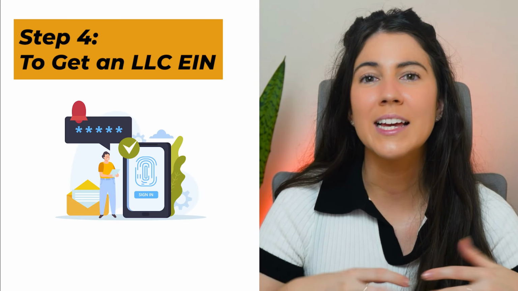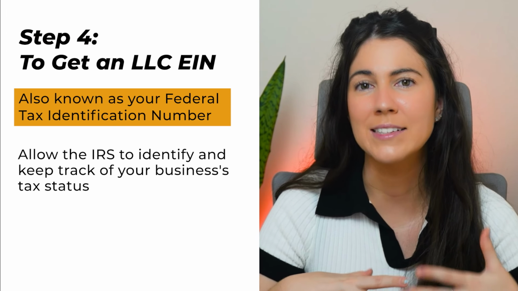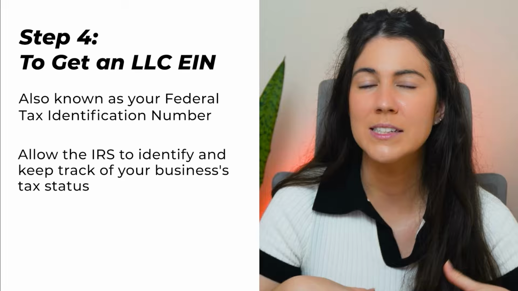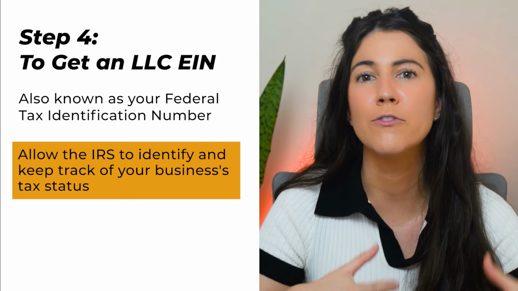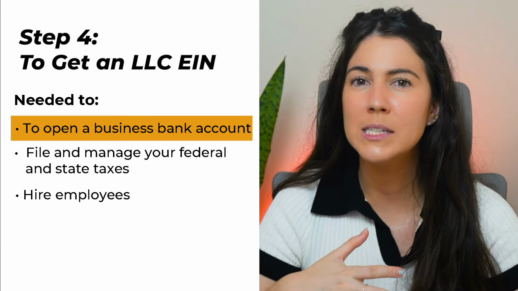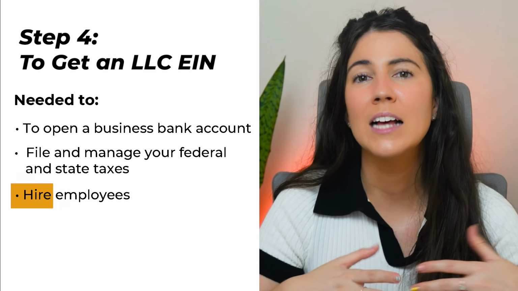Step number 4 is to get an LLC EIN. This is also known as your federal tax identification number. Think of that as a social security number for your business. And this is going to allow the IRS to identify and keep track of your business's tax status. You'll need this number to open up a business bank account, file and manage your federal and state taxes, as well as hire employees. This is very easy. You'll simply fill out a form online and we'll link that down below as well.